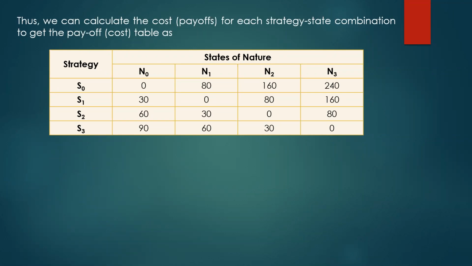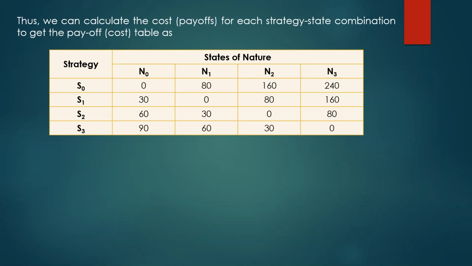The first way, the simplest one, is to convert the positive numbers into negative numbers. So multiply all the payoffs by -1, and you'll get the values as, say, 0 remains 0, 80 will become -80, then -160, -240 for strategy S0, and so on.